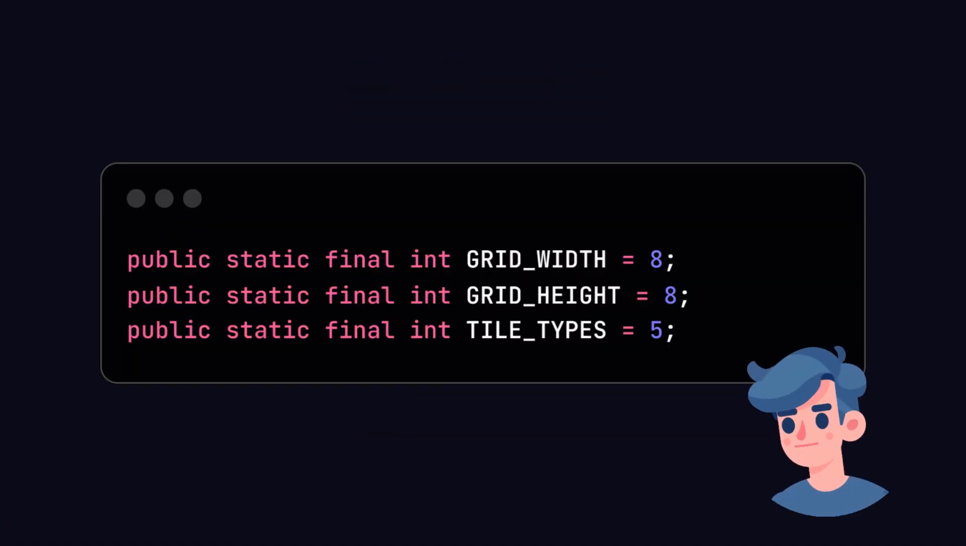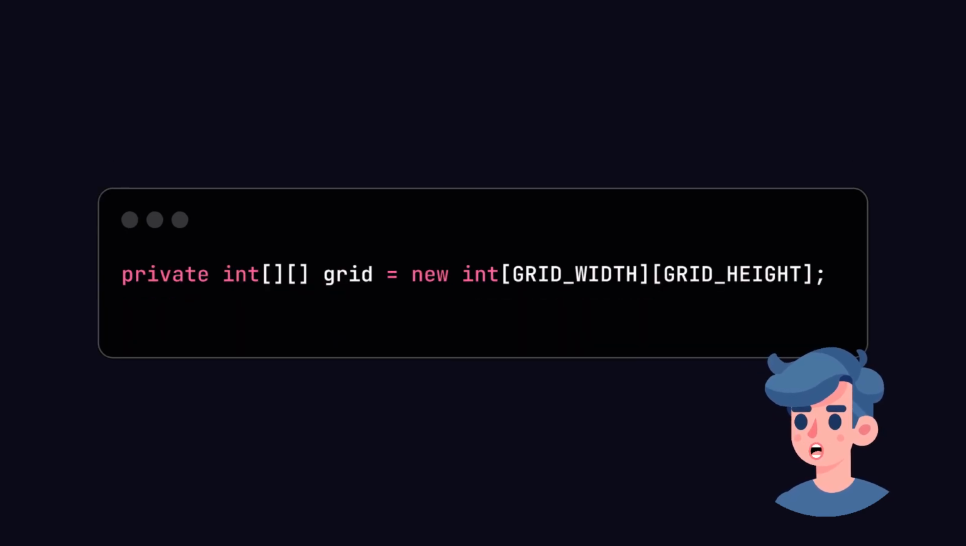Next, let's start designing the game grid. A Match-3 game typically has a grid of tiles. First, we will define some constants for the grid size and tile types. Now, we need to create a 2D array to represent our grid. Add the following code to your Game class.